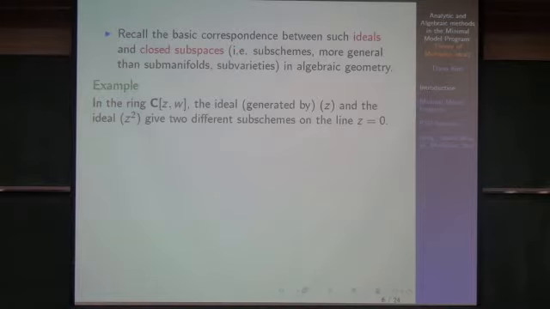As a very simple example, consider the ring of polynomials in two variables. If you consider the ideal generated by z and also the ideal generated by z squared, both of them give the same set of points, which is the line in the complex two-dimensional plane, but they give two different subscheme structures on the line. So using the ideals, we are distinguishing those different subschemes.